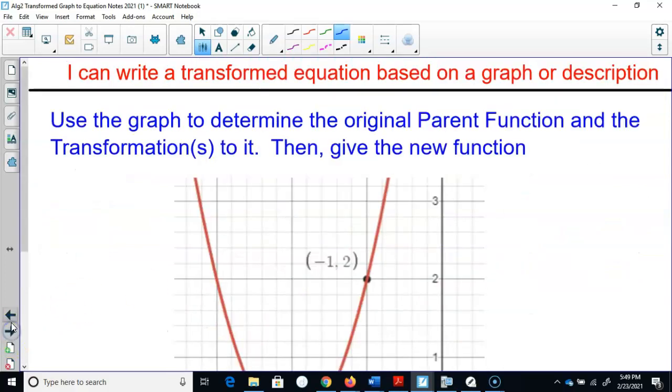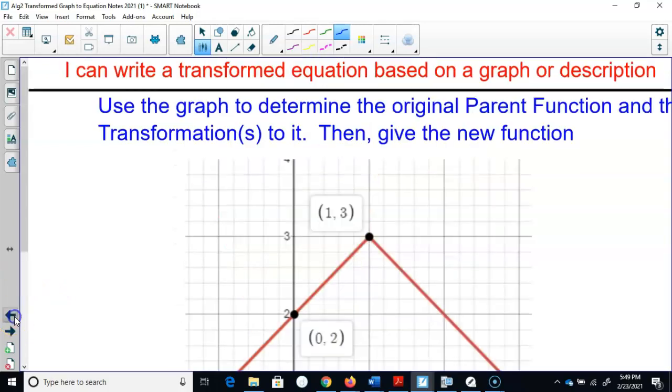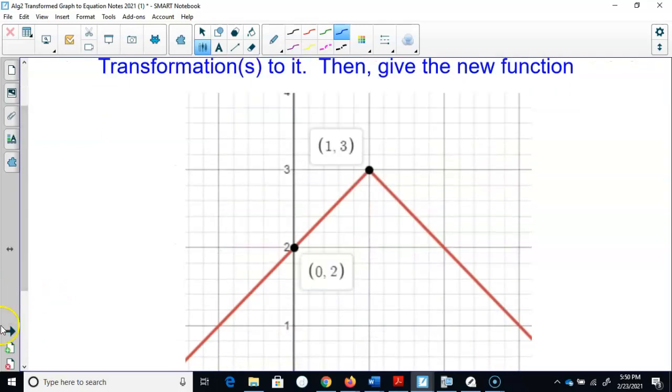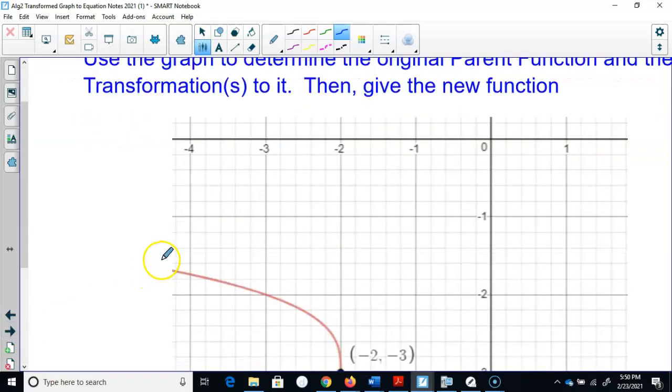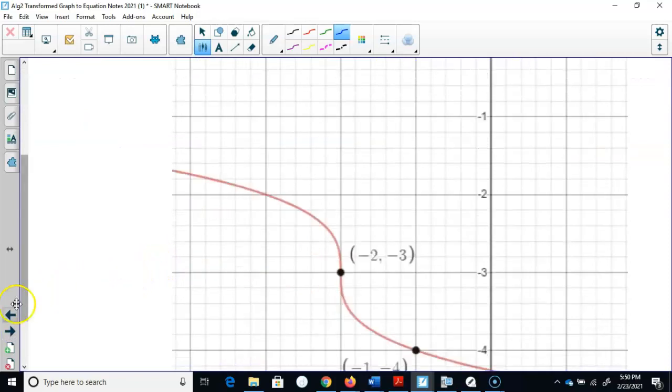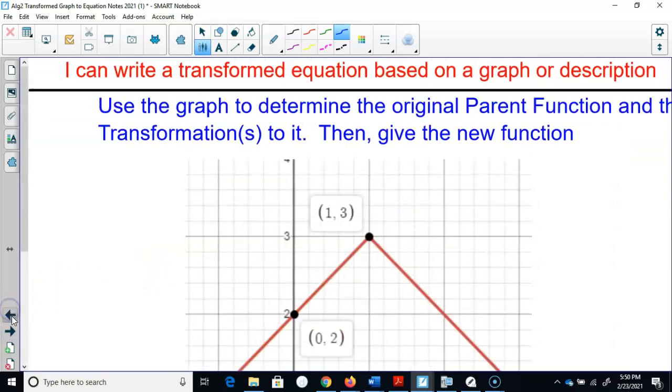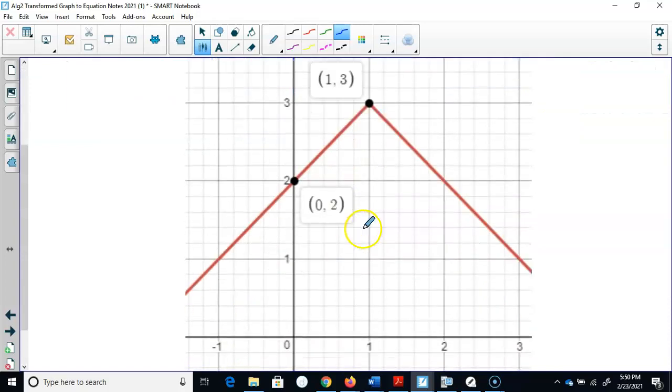Here's our last one we're going to do. Or we might do 2 more, sorry. Okay, let's look at this one. We have a V. This one looks a little bit more difficult. Why? Because our V is upside down. So what that means is there was a reflection over the x-axis.